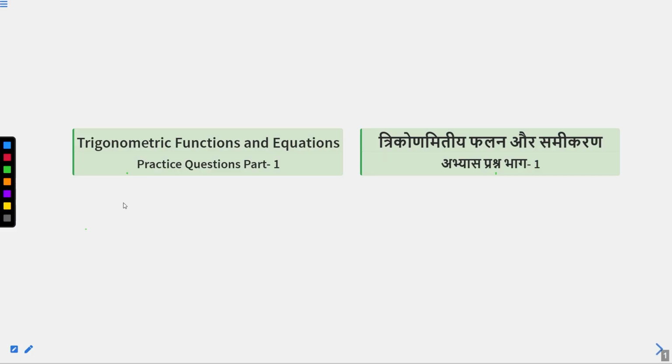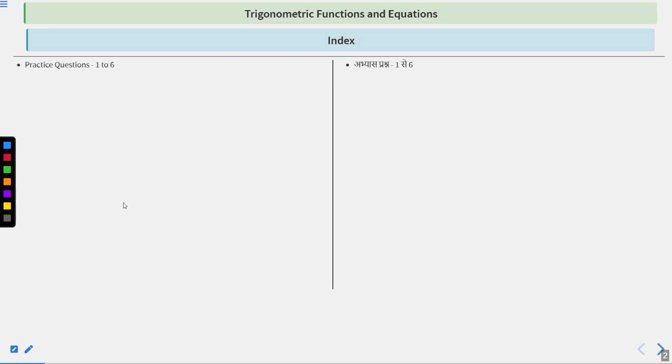In today's lecture, we will practice some questions based on trigonometric functions and equations. In this lecture, we will start with question number 1 and we will discuss till question number 6.